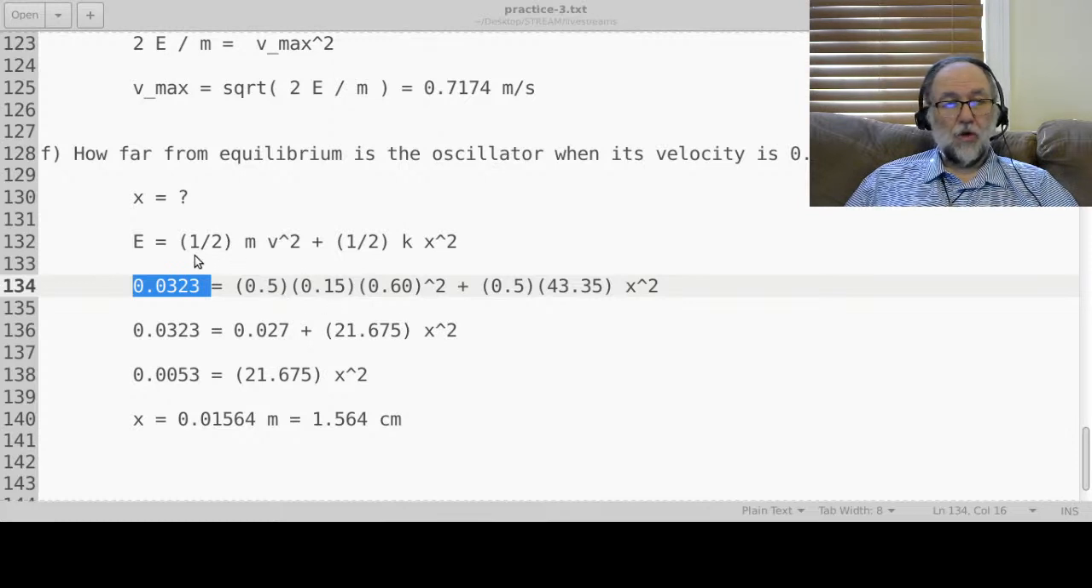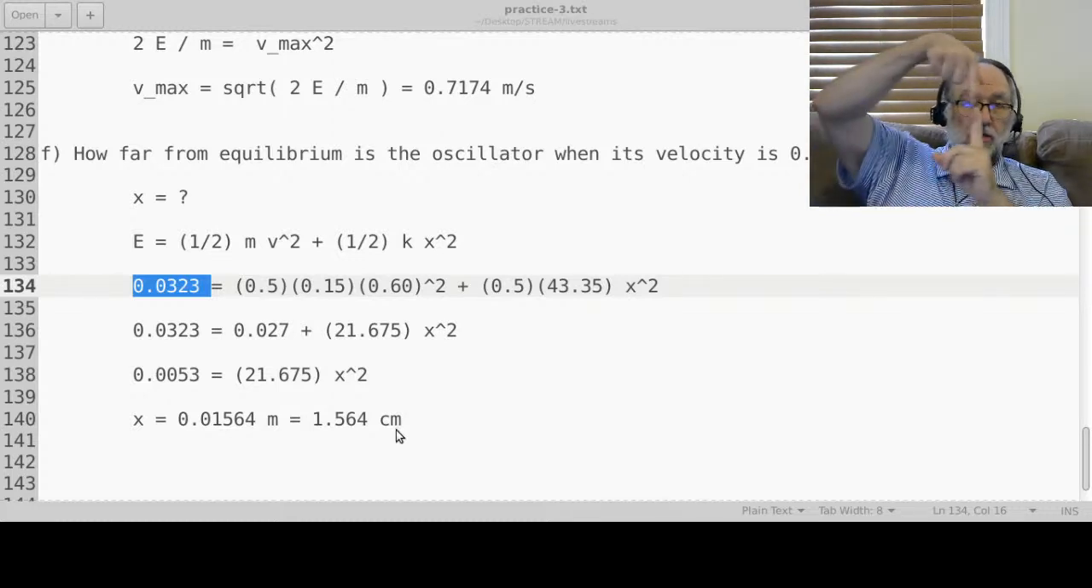Okay, and so I'm going to go through them. It's 1/2 is 0.5, m is 0.15, v is 0.6 because now we're looking at the point at which the velocity is 0.6, squared. 0.5, k is 43.35, and x, that's what we're solving for. Just simplifying it, I find that x is equal to 0.01564 meters. Since we've been working in centimeters, I converted that to 1.564 centimeters. And again, you ask yourself, does that make sense?